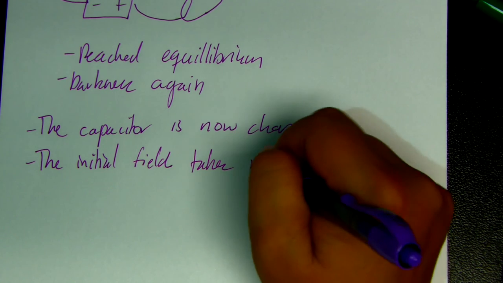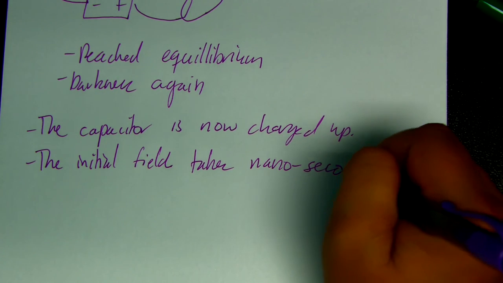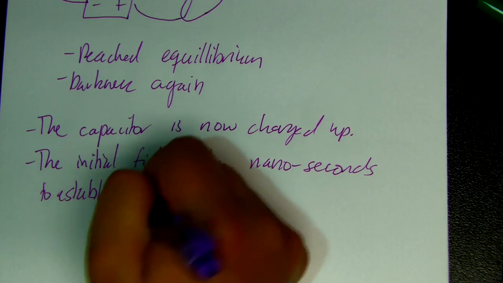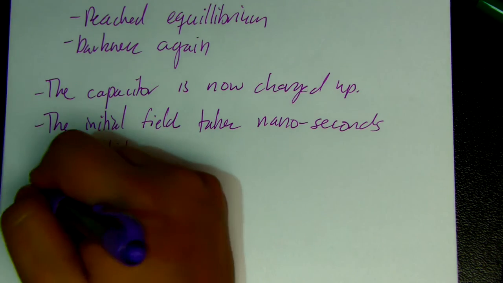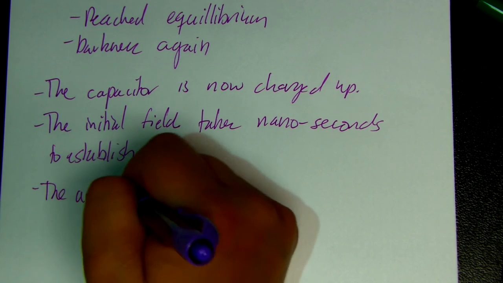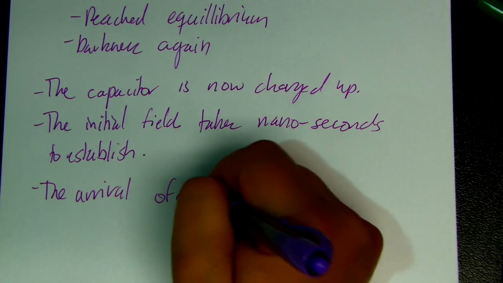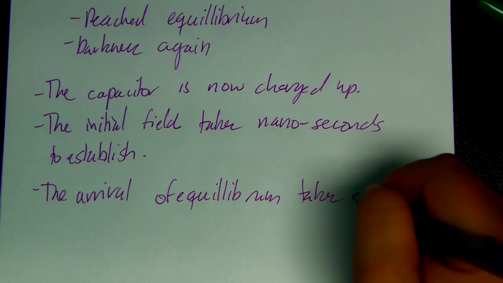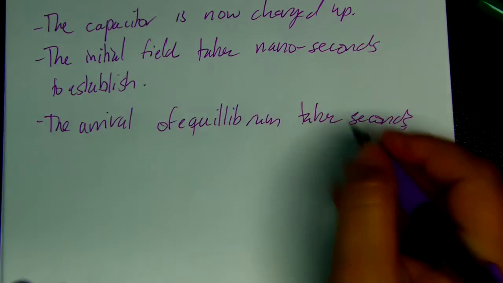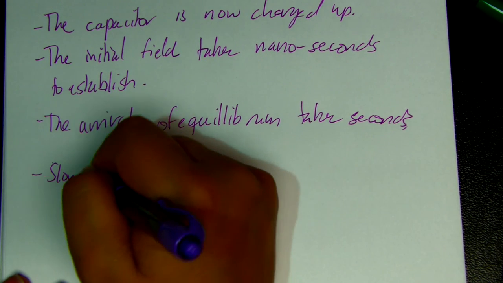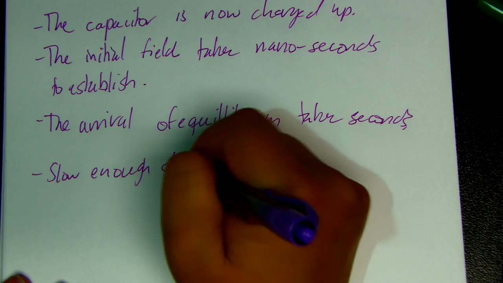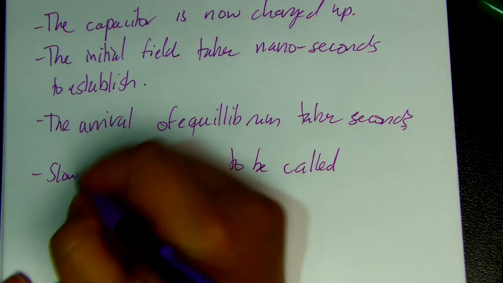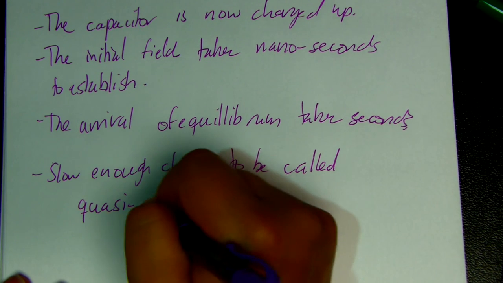So the initial field takes nanoseconds to establish. And the arrival of equilibrium takes seconds. And it's a slow enough change to be called quasi-steady state.